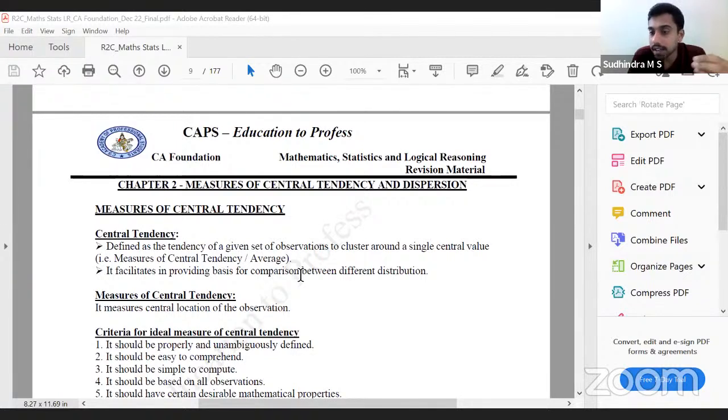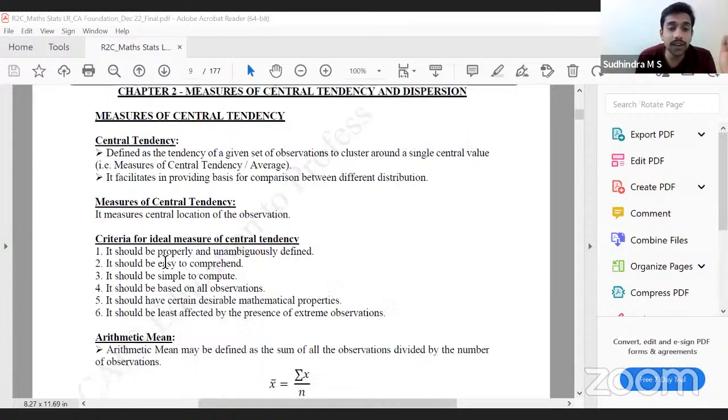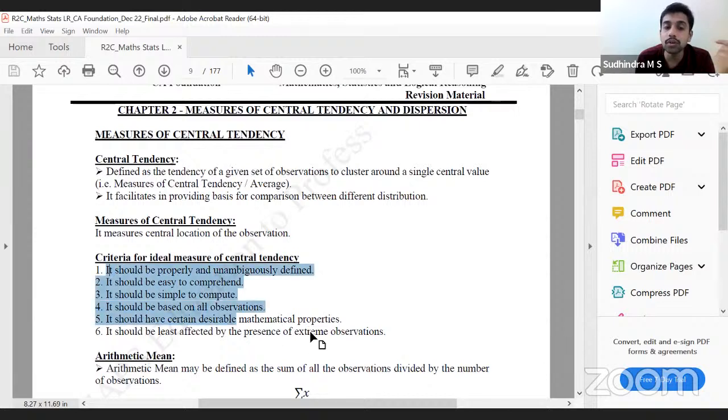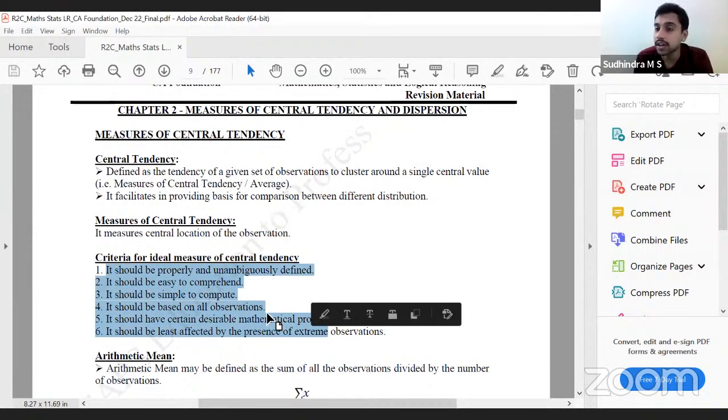First, we have central tendency. What is central tendency? It is the tendency of all the observations to cluster around a central value. How do we find out that central value? We have measures of central tendencies. 5 measures: mean, median, mode, geometric mean, harmonic mean. So there are various criteria to consider the ideal measure. These are relevant for us to analyze each measure of central tendency to identify the advantages and disadvantages.